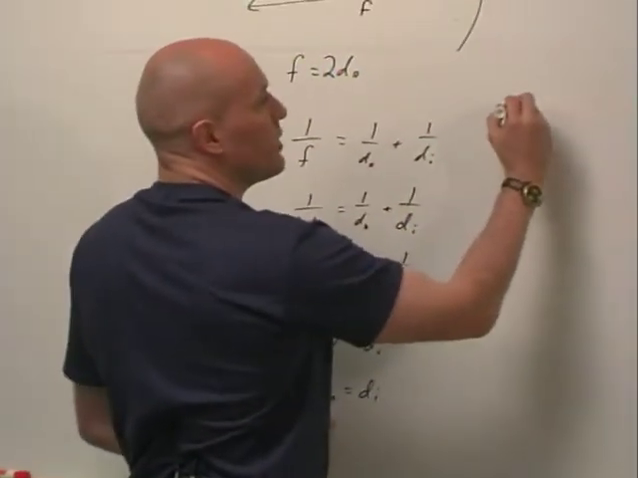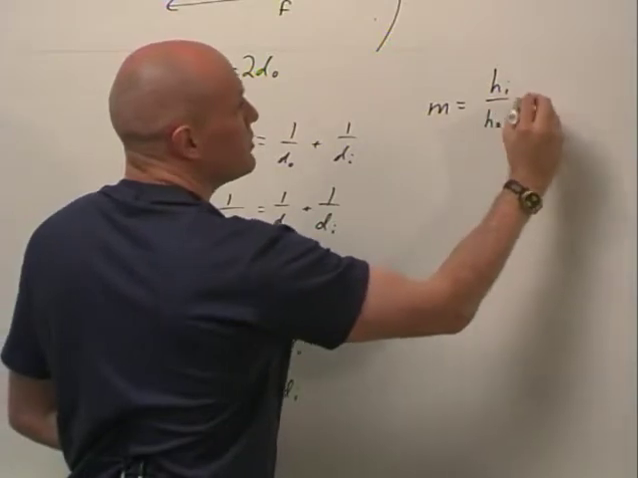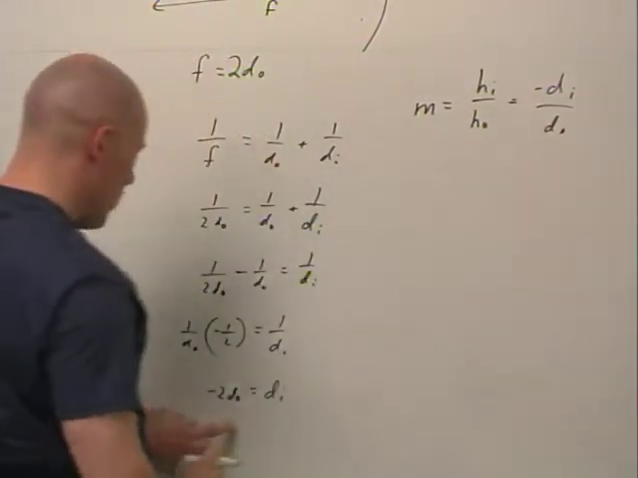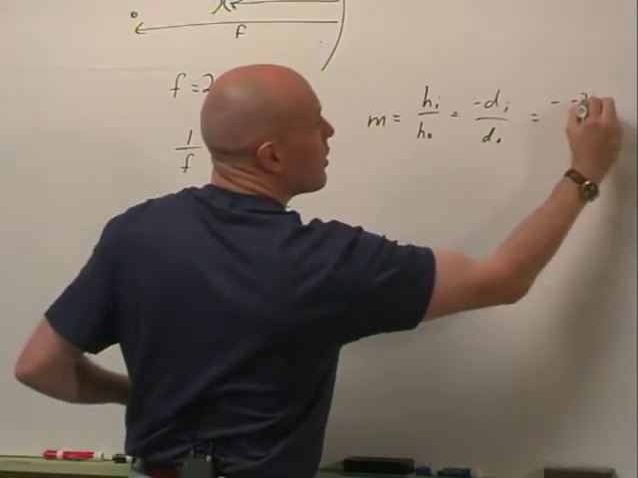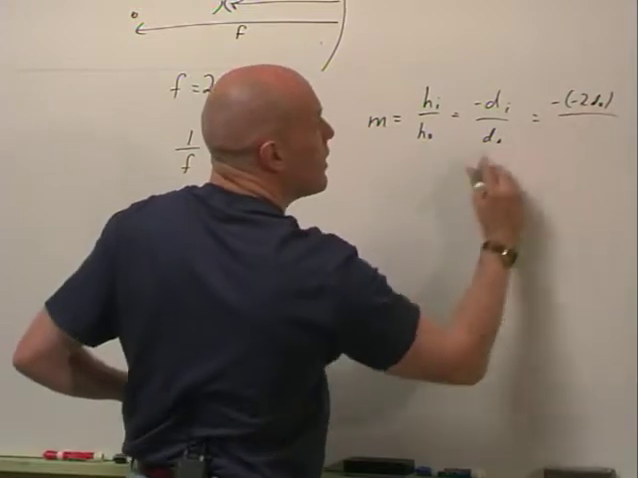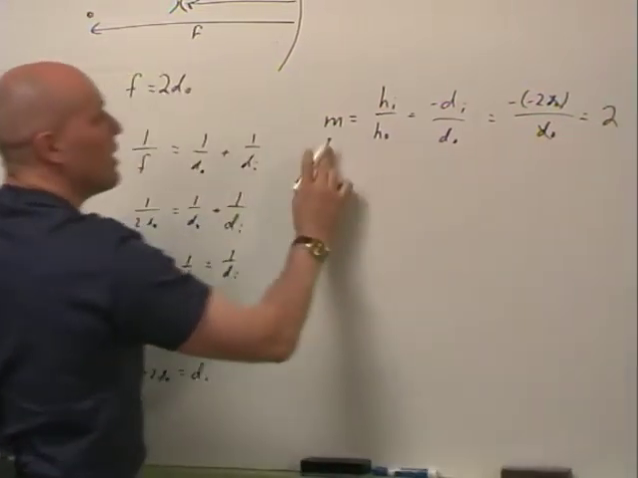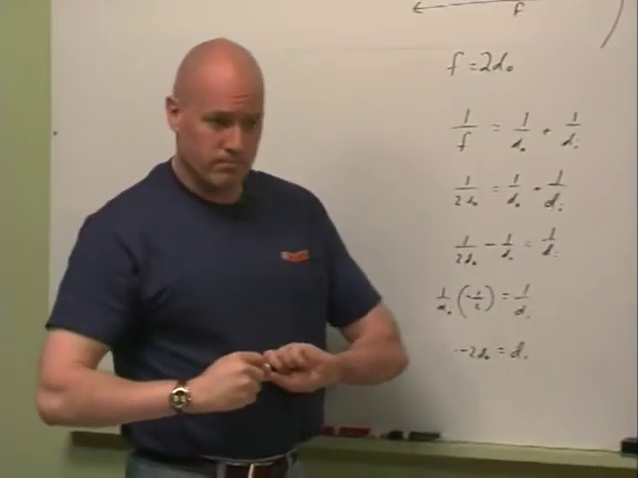Then I go to the magnification equation, which is height of image over height of object equals negative DI over DO. So DI equals negative 2DO, and over DO, the DO's cancel, and I end up with 2. So the magnification is 2. The answer choice is A.